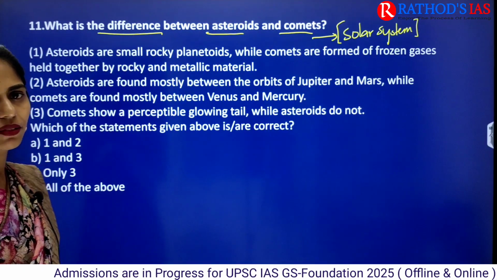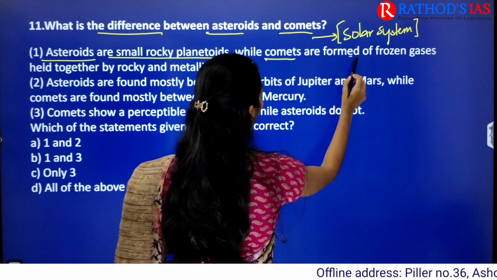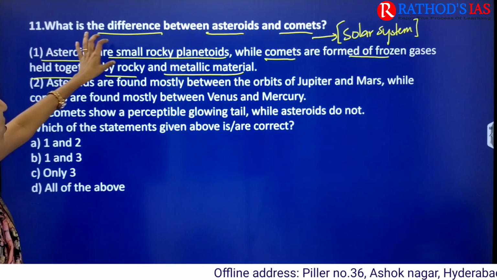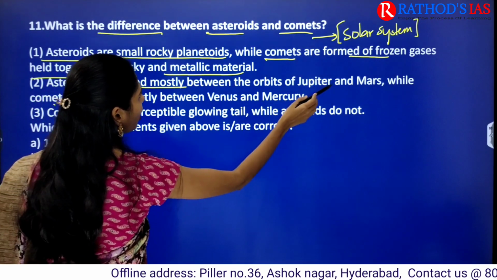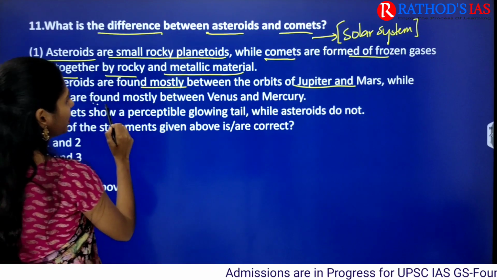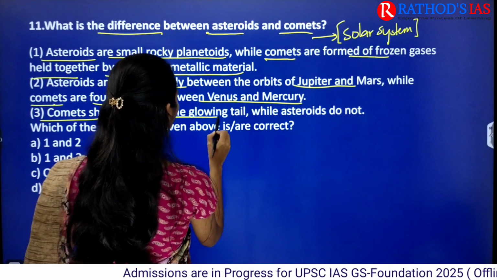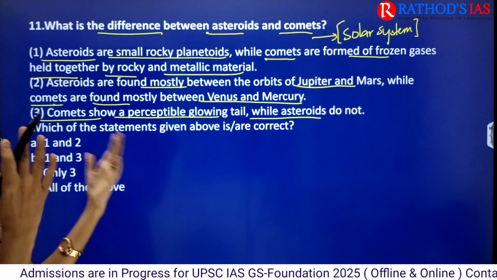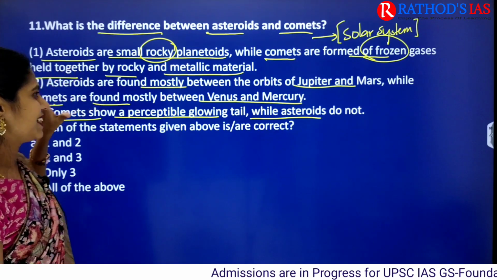So let us see the 3 statements given. First one is: asteroids are small rocky planetoids, while comets are formed from frozen gases held together by rocky and metallic material. So it is saying that asteroids are small and rocky and comets are frozen gas. Next statement: asteroids are found mostly between the orbits of Jupiter and Mars, while comets are found between Venus and Mercury. And next one: comets show a perceptible glowing tail, while asteroids do not. So the first statement is absolutely correct. See here, these asteroids are made up of rock, but these comets are made up of frozen gas. And this second statement is incorrect.